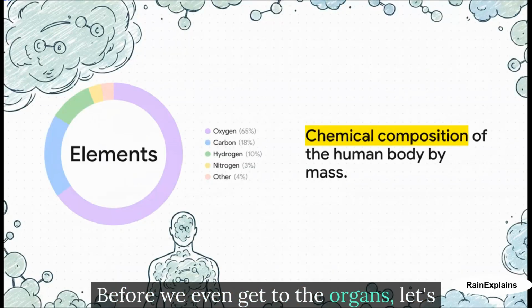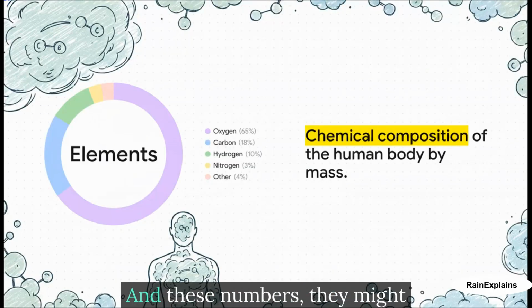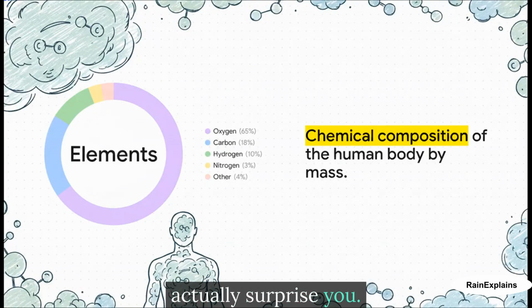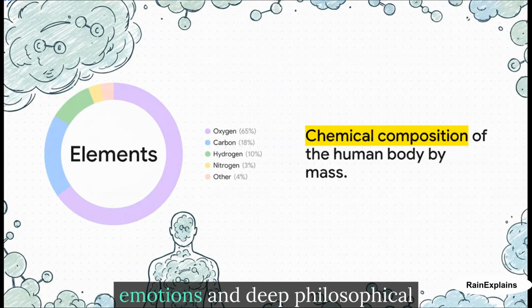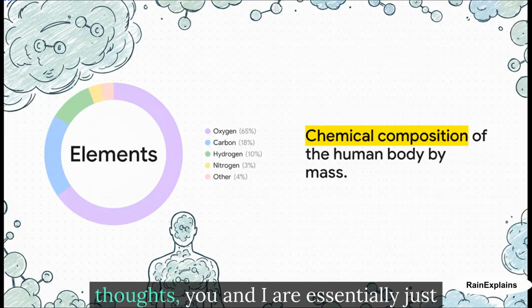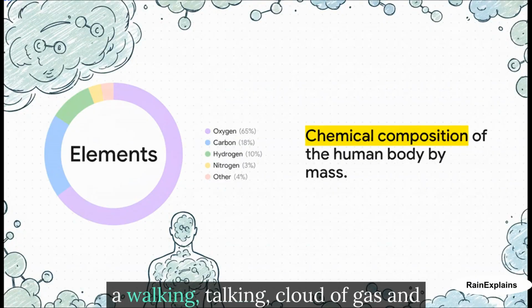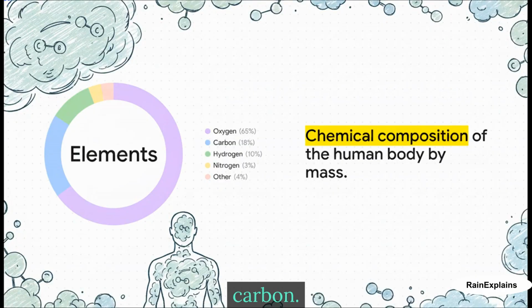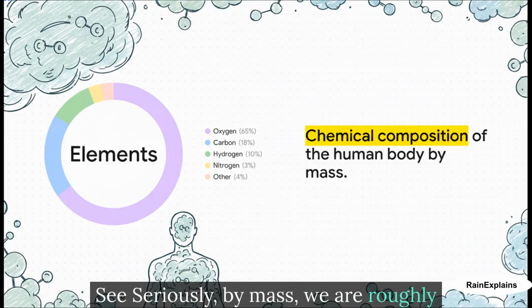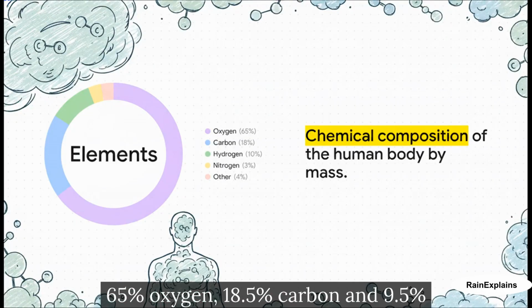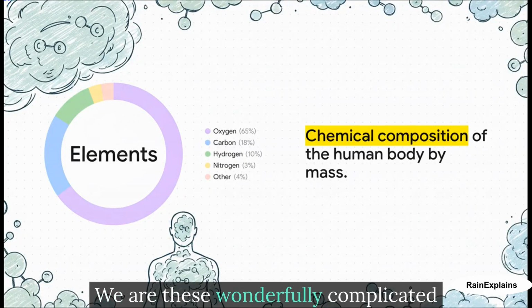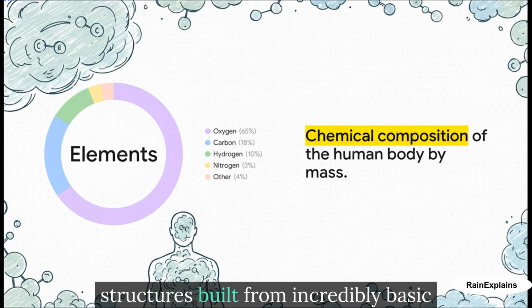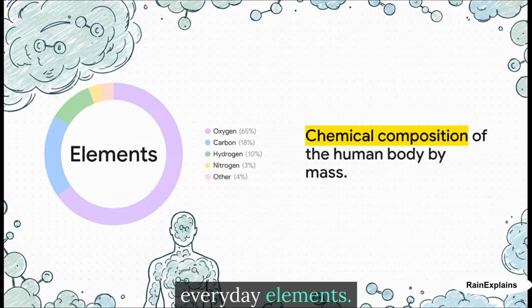Before we even get to the organs, let's look at the raw materials. And these numbers, they might actually surprise you. Because for all of our complex emotions and deep philosophical thoughts, you and I are essentially just a walking, talking cloud of gas and carbon. Seriously, by mass, we are roughly 65% oxygen, 18.5% carbon, and 9.5% hydrogen. We are these wonderfully complicated structures built from incredibly basic everyday elements.